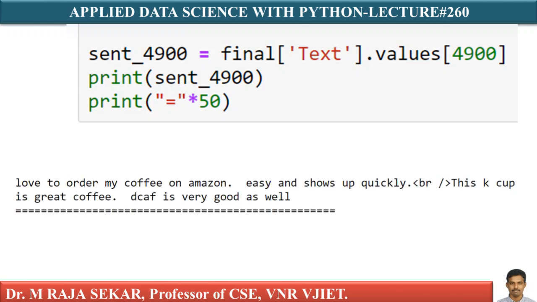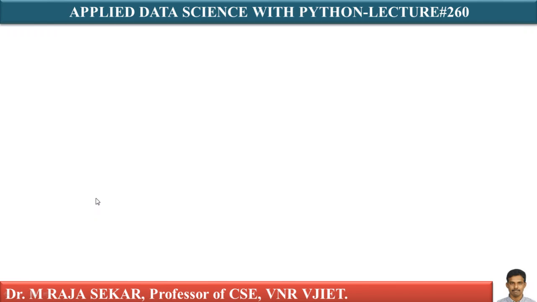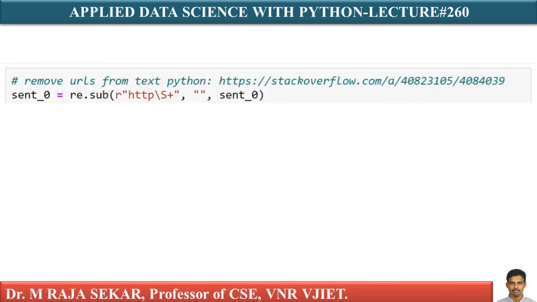I love to order my coffee on Amazon. Easy and shows up quickly. Yes, I have got some HTML tags. This cup is a great coffee. Decaf is very good. This data is not pre-processed. At the end of each review, I am displaying these equal marks 50 times. We have these types of reviews. What do we have to do? We have to pre-process these reviews. How can I pre-process? We will try to understand.